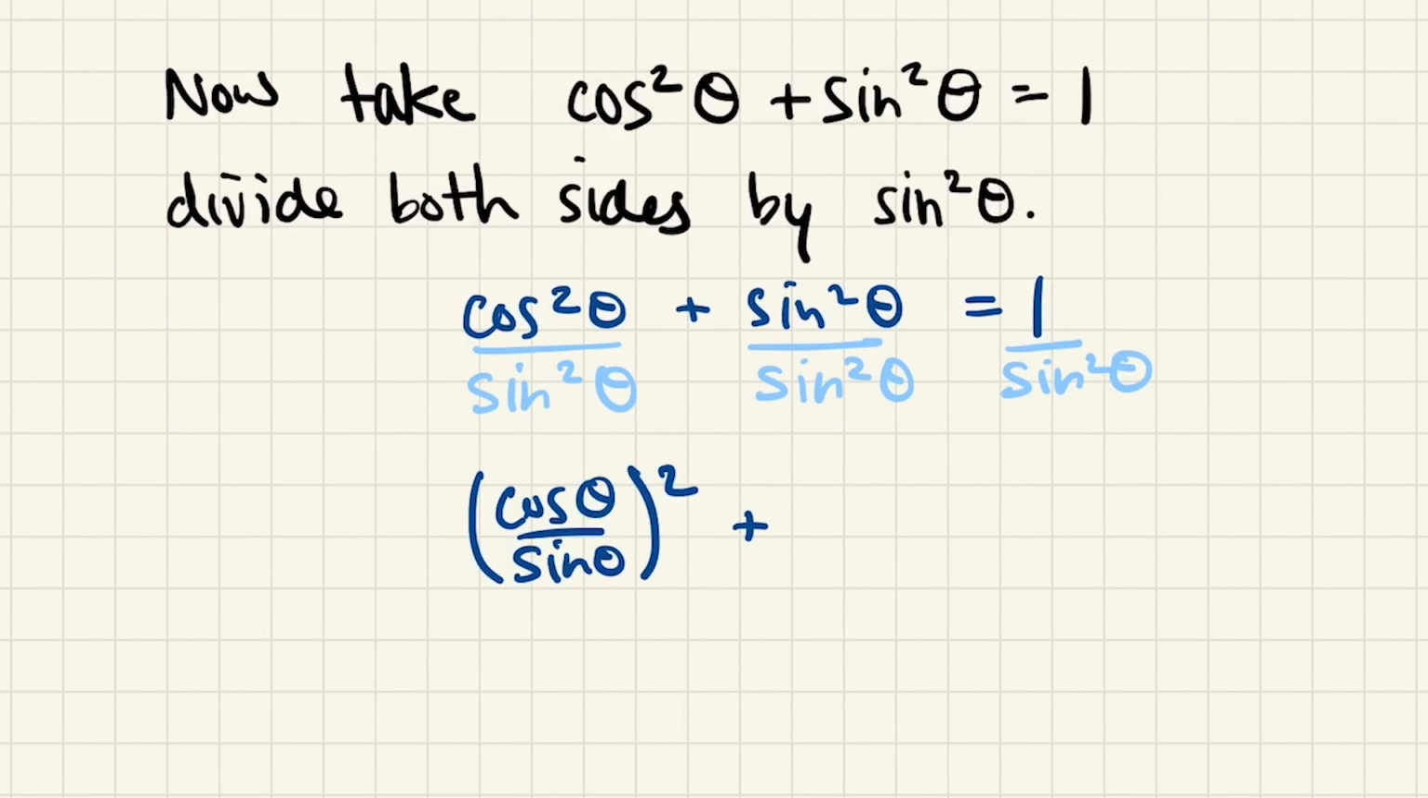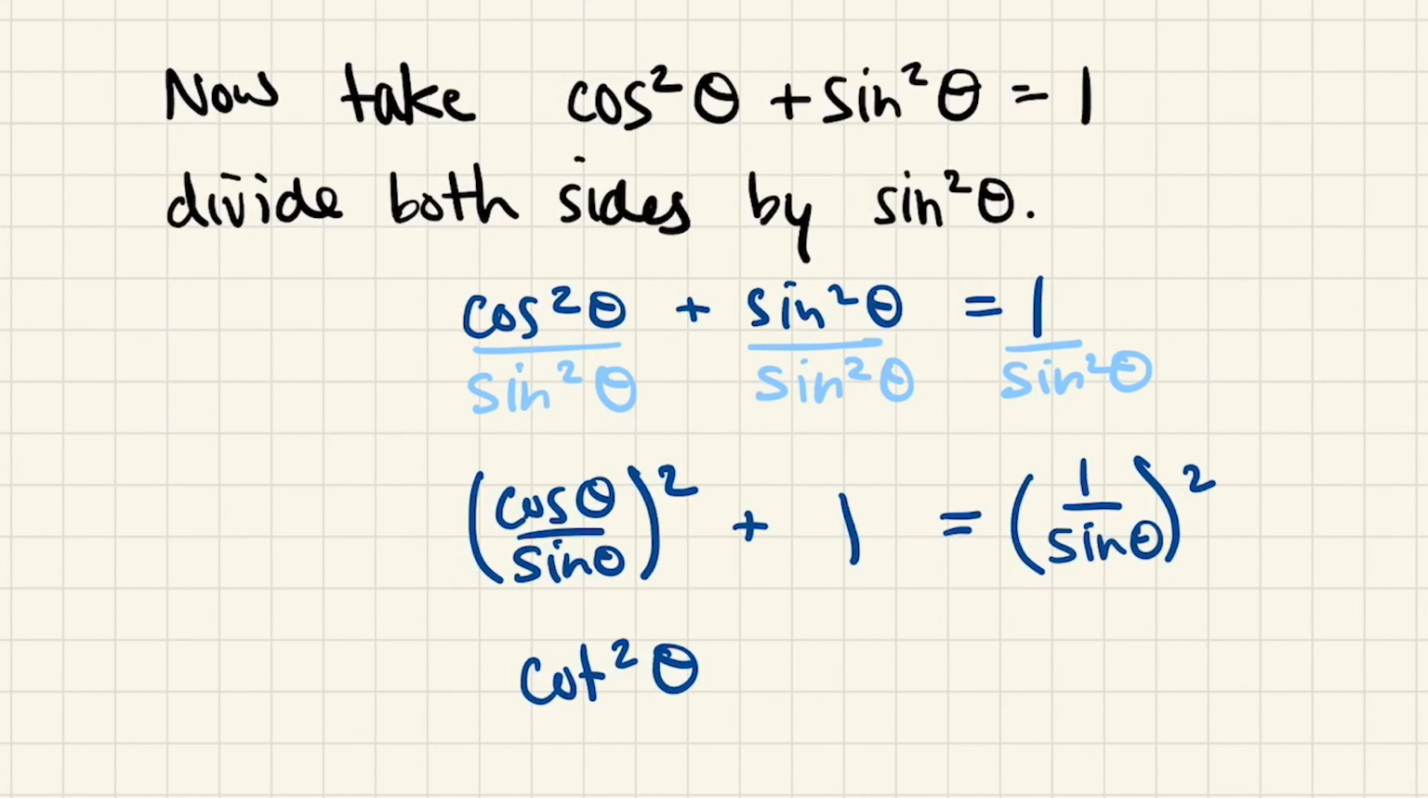Sine squared over sine squared is 1. And here we get 1 over sine of theta, which is being squared. Cosine theta over sine theta, we know, is cotangent, so that's cotangent squared, plus 1 is equal to cosecant squared theta. And that gives us one more identity.